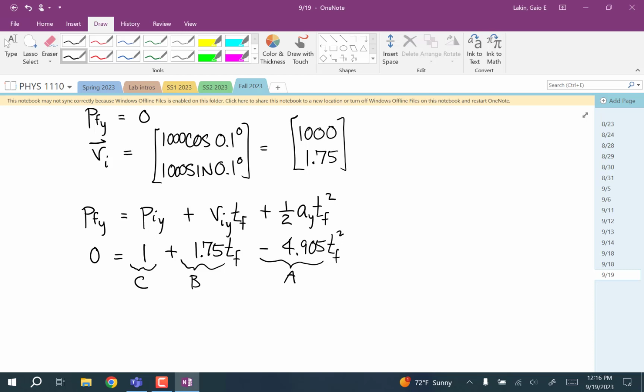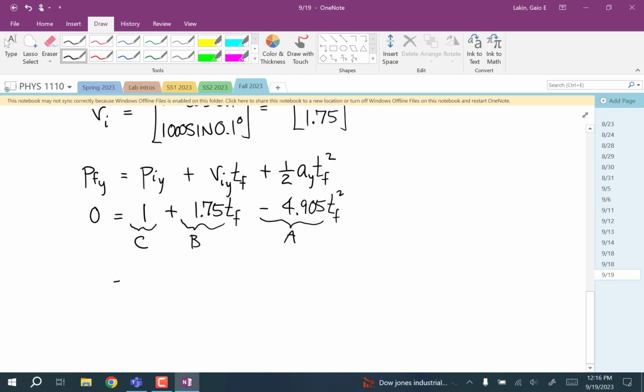And you get TF is equal to negative 0.307. Well, we know we don't want any negative times, so that one's out. And then the one that we want is 0 point, ready for it? We're comparing to 0.455 seconds. This is 0.664 seconds.